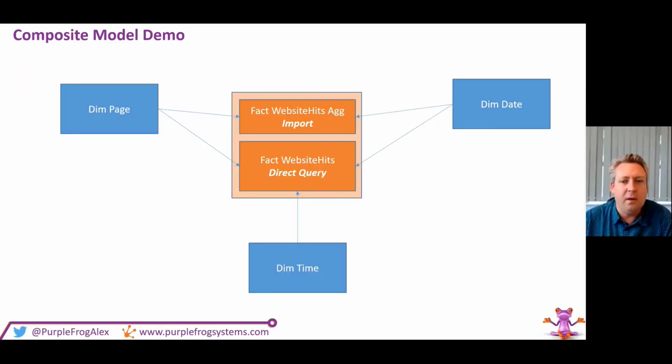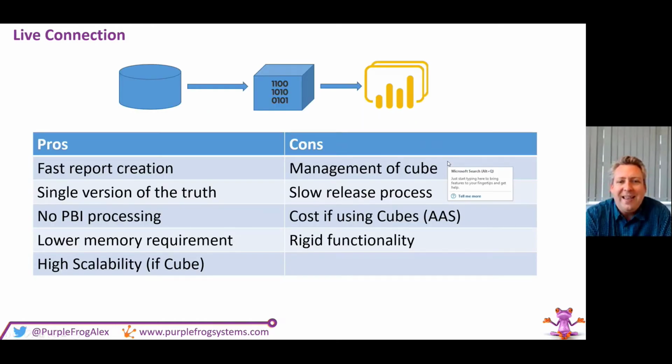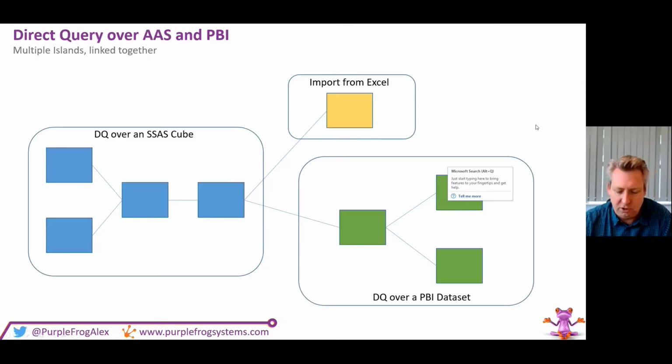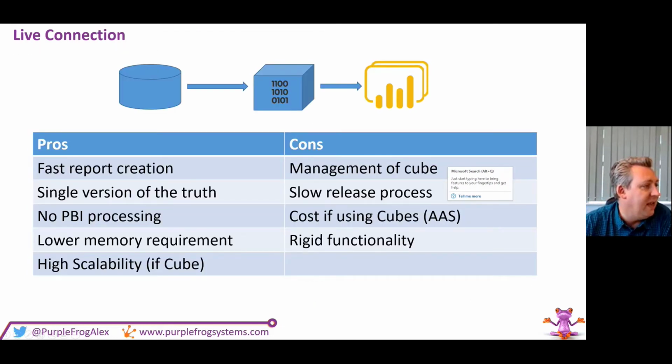Right, so let's take a little step back and look at our live connection mode. This was where we created a new report over our data set, and you saw how fast the report creation was. There's no data modeling. There's no import necessary. It's all nice and fast. Critically, we go back to our age-old favorite, single version of the truth. One data set can produce lots of reports. Everything's consistent. Everything's the same. Makes life really, really easy.